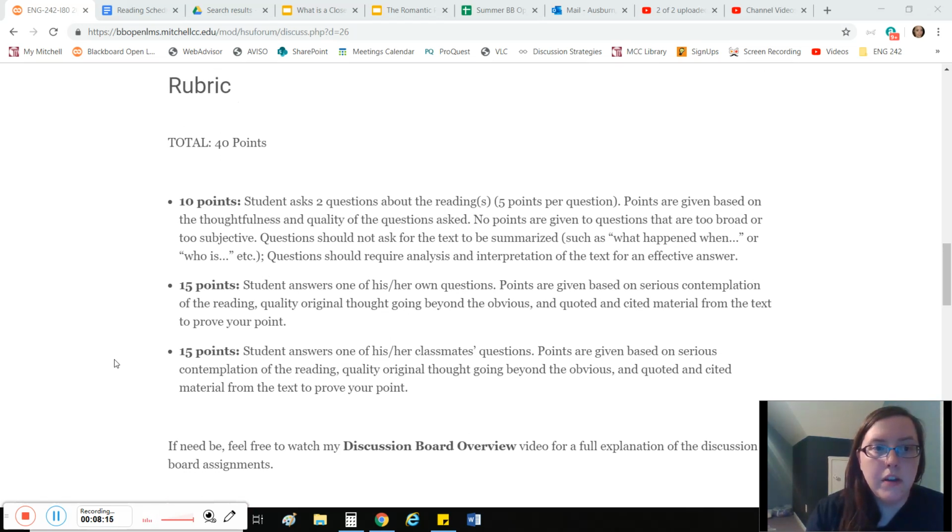As far as the rubric goes, here's how I'm grading you. 10 points, which is 5 points per question on the questions. Now, if you ask a question like, did you like this? What happened when? Blah, blah, blah. I'm not going to give you any points for that. So make sure your questions are good. If a classmate asks one of those questions, don't answer it, because you're not going to get any points for that answer. And then for each of your answers, the question that you ask that you answer and one of your classmates' questions that you answer, both 15 points for that, for a total of 40 points.